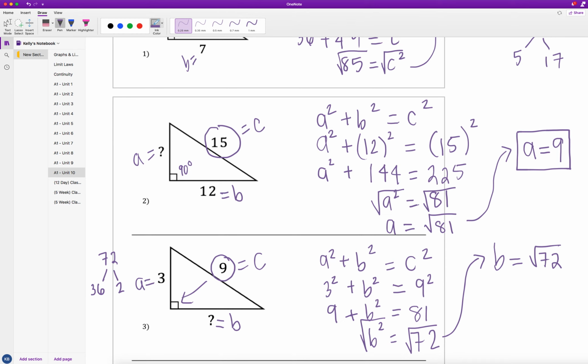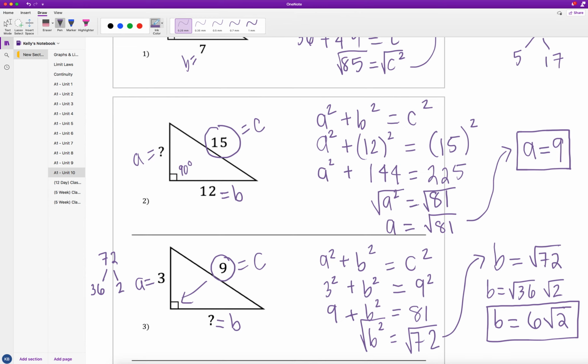36 then is a perfect square, so I can break this apart as the square root of 36 times the square root of 2, and the square root of 36 will reduce down to be 6. So our final answer here is 6 times the square root of 2. Again, we just want to make sure our answer is fully simplified, so if we have any perfect squares inside, we're going to be simplifying those down.